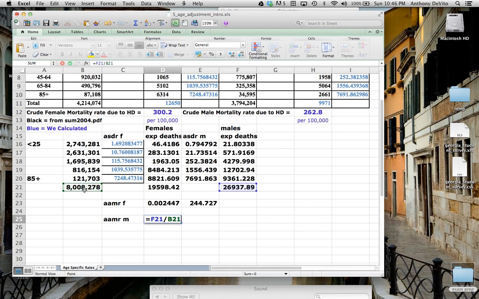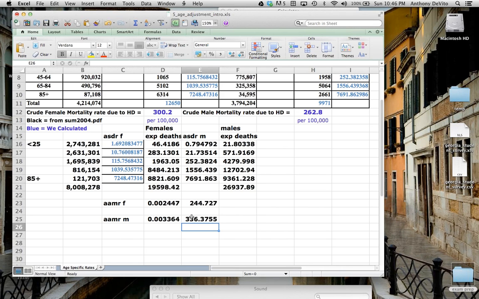And for males, it's going to be equal to this number of deaths over the same population. We're comparing everything to the same population instead of two different populations. So this is equal to this times 100,000. Okay, and we get 336. And now all is right with the world. And indeed, if you have the same population distribution, mortality rates for males are higher than they are for females from heart disease.